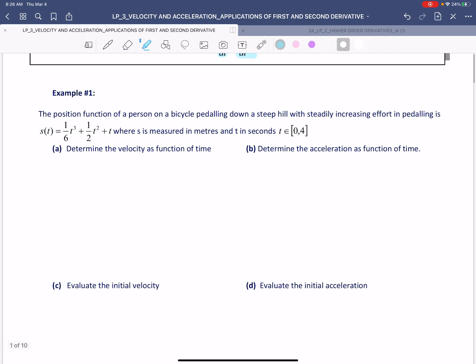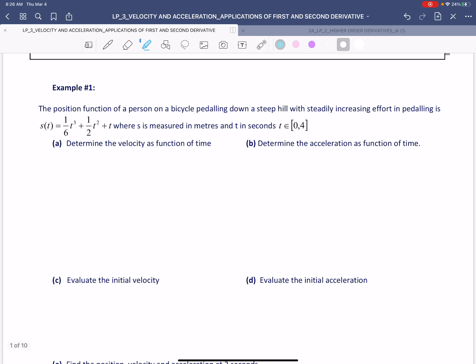In the first example, we are going to take a look at how to determine an equation for velocity and acceleration in a certain motion that is described by a position equation. So here goes our position equation. s(t) equals 1 over 6 t cubed plus half t squared plus t.